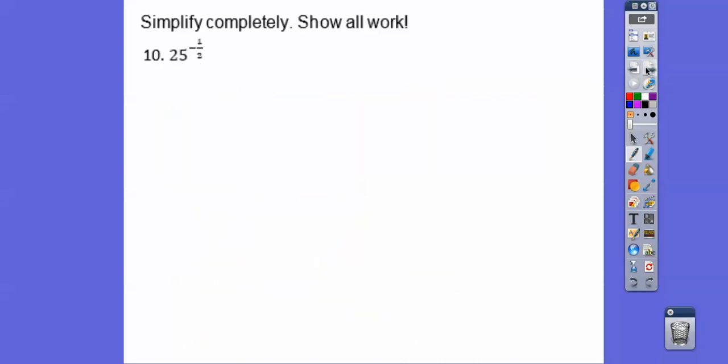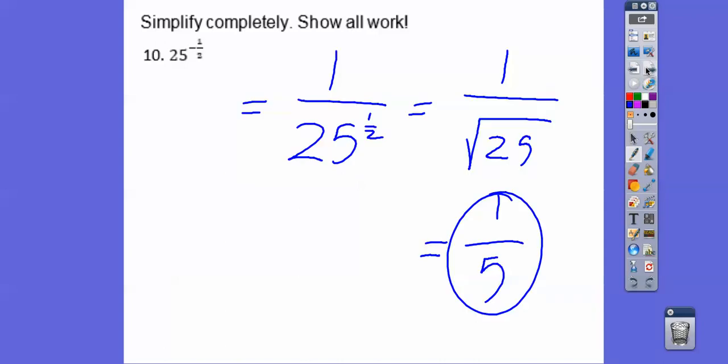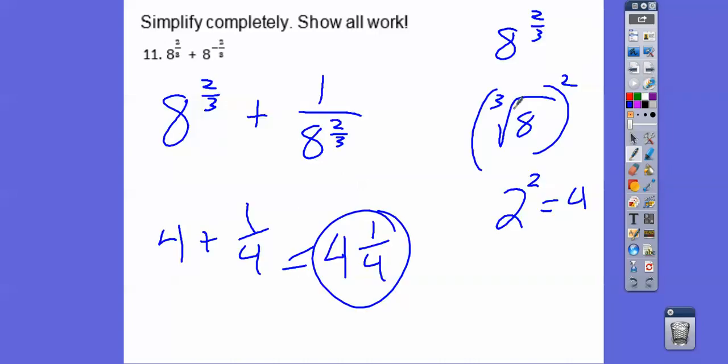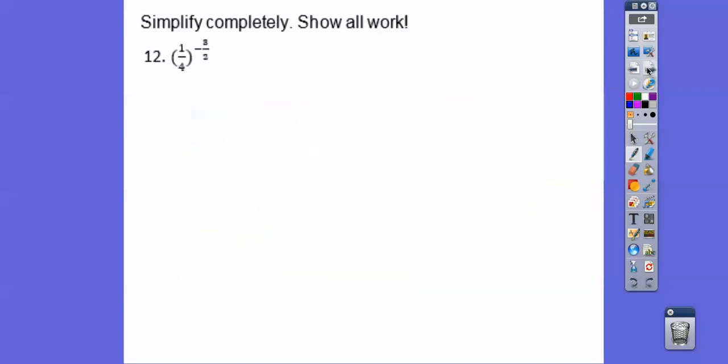Okay. All right. So 25 to the negative 1/2 is 1 over 25 to the positive 1/2, which is 1 over the square root of 25, which is 1 over 5. Okay. All right. So 8 to the 2/3 plus 8 to the negative 2/3. So this becomes 1 over 8 to the positive 2/3. So here I have up here 8 to the 2/3 is the cube root of 8 squared. The cube root of 8 is 2. 2 squared is 4. So this is 4. This is 1 over 4. So 4 1/4. Okay. All right.